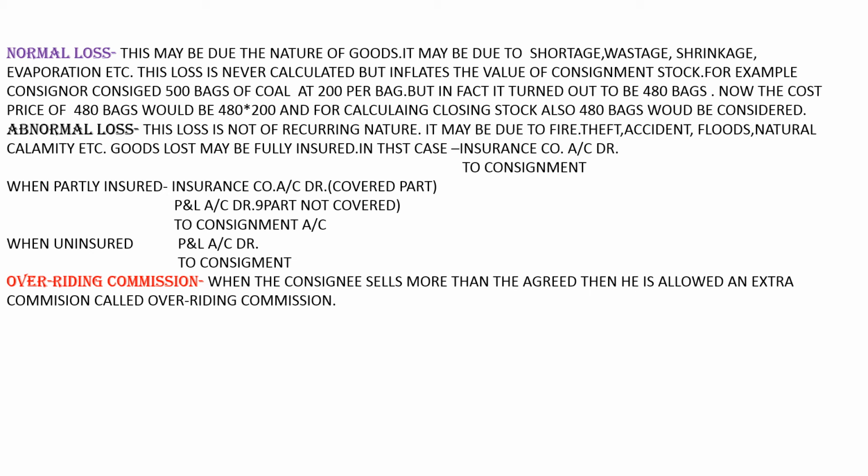Goods lost may be fully insured. In that case, insurance company account debit to consignment with the full amount. When they are partly insured, insurance company account debit whatever we can recover from the insurance company. Profit and loss account debit, that part which we cannot recover from the insurance company, to consignment account. If the goods lost are uninsured, then the entire loss would be profit and loss account debit to consignment.